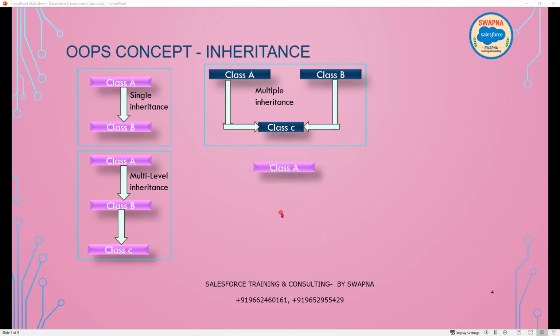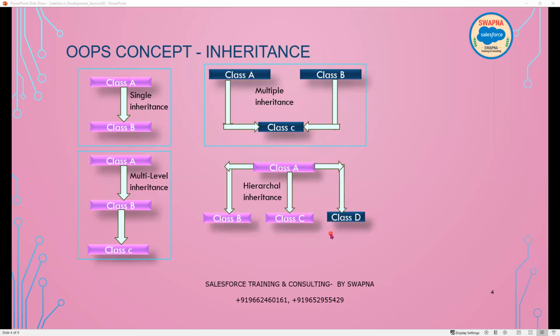And the next one, we have hierarchical inheritance. Hierarchical inheritance is nothing but you have a single parent. The single parent is passing the property to class B, class C and class D. So this is called hierarchical inheritance. That means in hierarchical inheritance there is a single parent, and the single parent's behavior can be passed to multiple children.